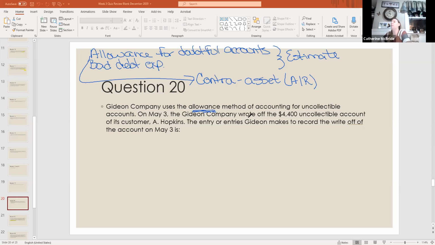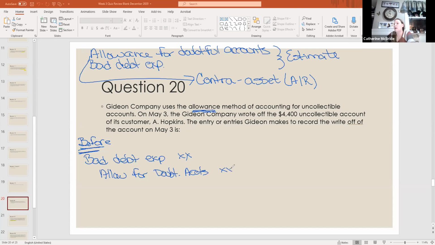Now, here's the funny thing though. This is to not confuse you, this is before what we're doing here. Before, we recorded bad debt expense for our estimate, and allowance for doubtful accounts. That's what we did when we estimated what would be uncollectible.